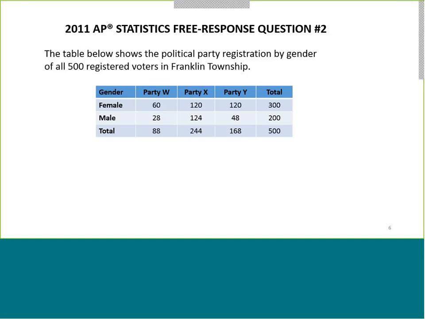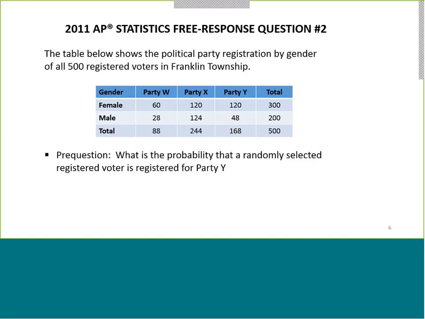So this is number 2, and it asks some questions along the way. But before we actually look at the questions that were asked, we want to look at a question that was not asked. And that is just to take a real quick look at the table and say, okay, what's the probability that a randomly selected registered voter in Franklin Township is registered for Party Y? So just a straight out direct probability calculation.